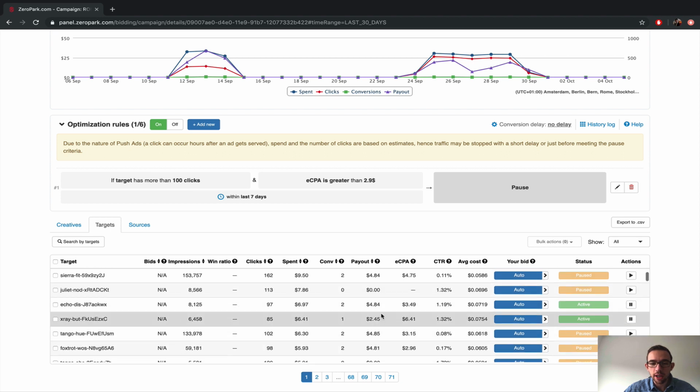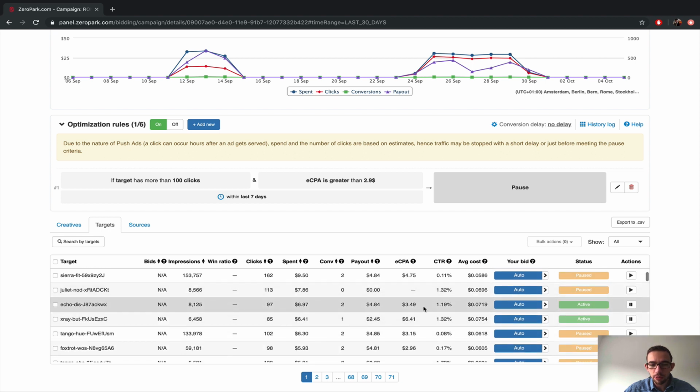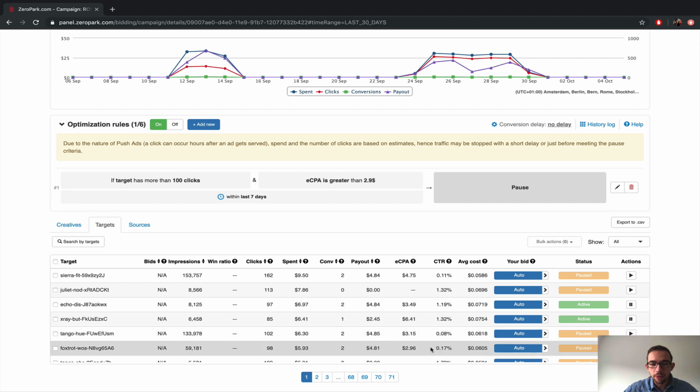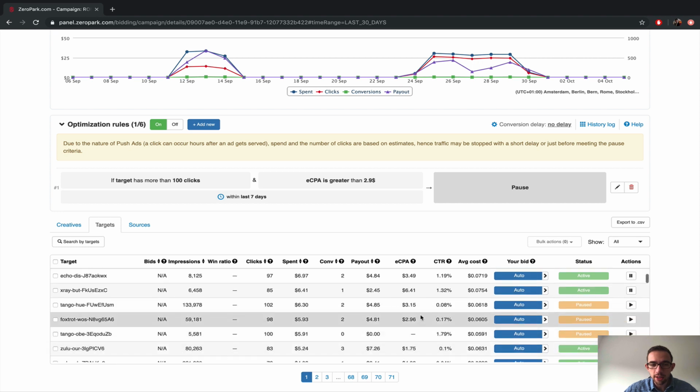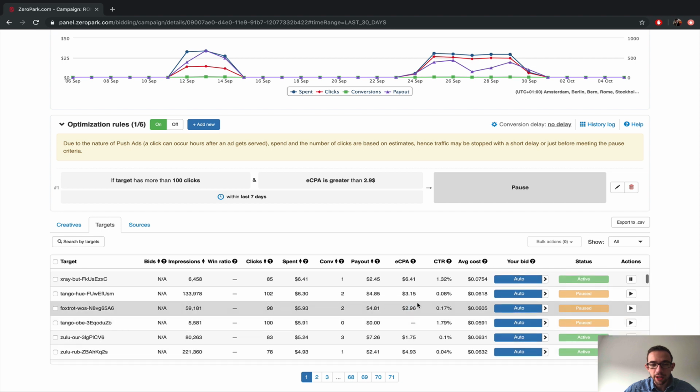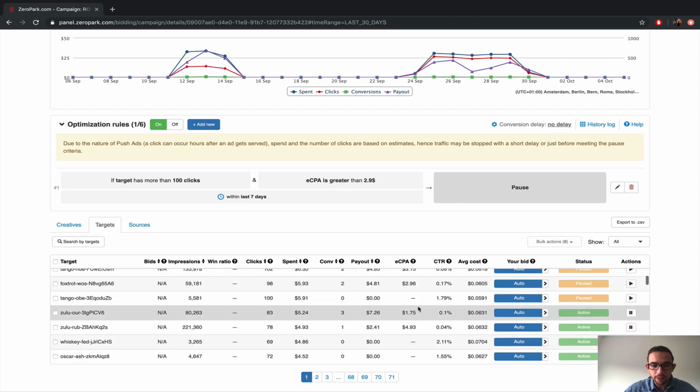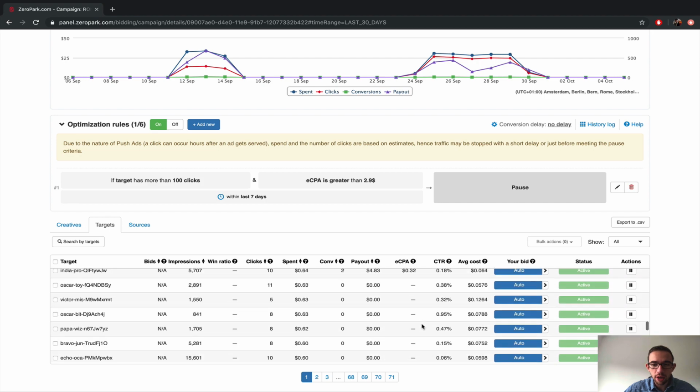So this one is just not there yet, but the eCPA, this one is going to be paused, this one is going to be paused. So this one is very close. So it has 98 clicks, but it's still going to be paused because it's too high right now. It needs to drop 6 cents. And based on that way, you don't have to pause them yourself.